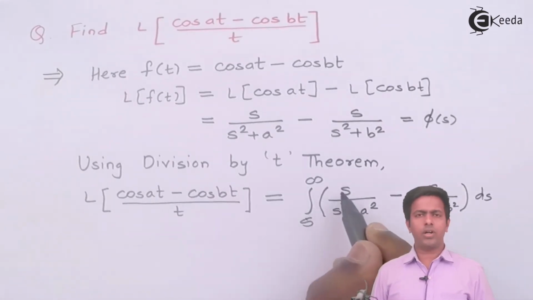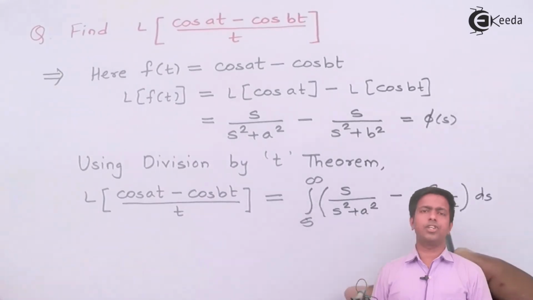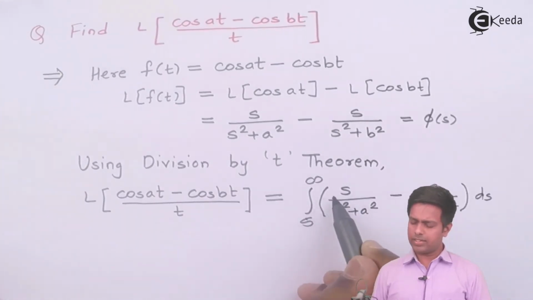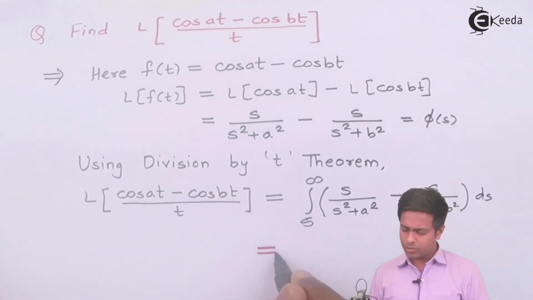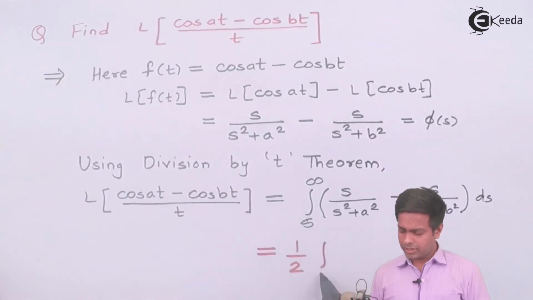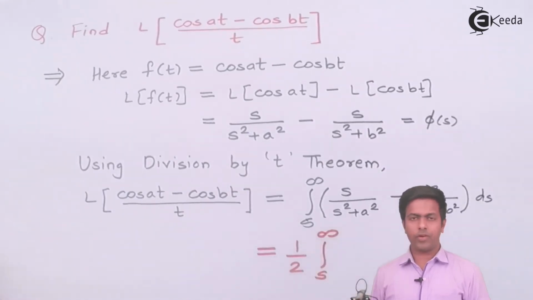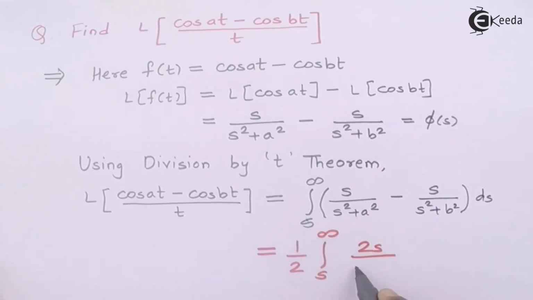Now to bring 2 here, I'll multiply and divide this integration by 2, so that here I'll get 2s and similarly here also I'll get 2s. So let's multiply and divide by 2. Here we will get 1 by 2 integration from s to infinity. Now here I have divided, now let's multiply: 2s upon s square plus a square minus 2s upon s square plus b square.